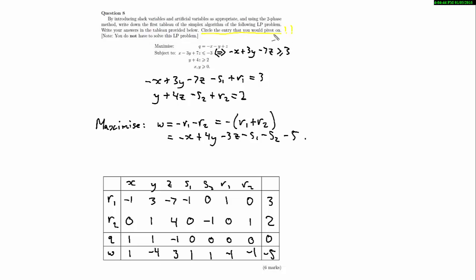And finally, we come back to this one up here, and to find the entry that we pivot on, we first look at the biggest negative number in our W row, which is negative 4 in this case. And we look at the smallest non-negative ratio out of 3 on 3 and 2 on 1. And because 1 is less than 2, we pivot on this element here. Okay, and we've finished this question.